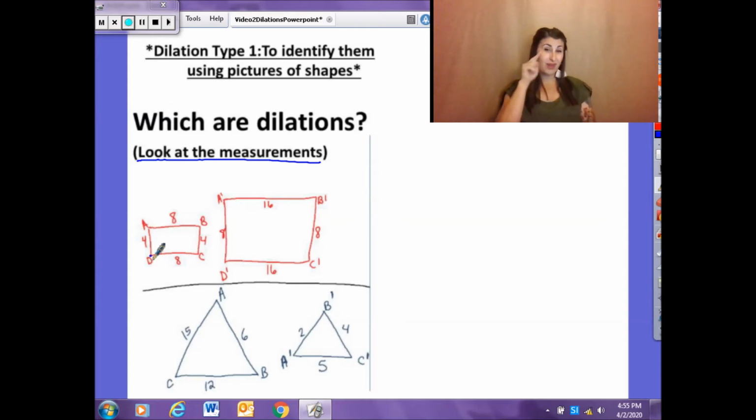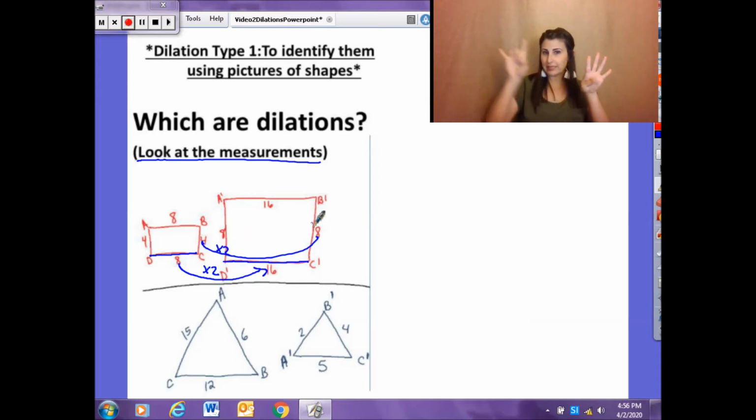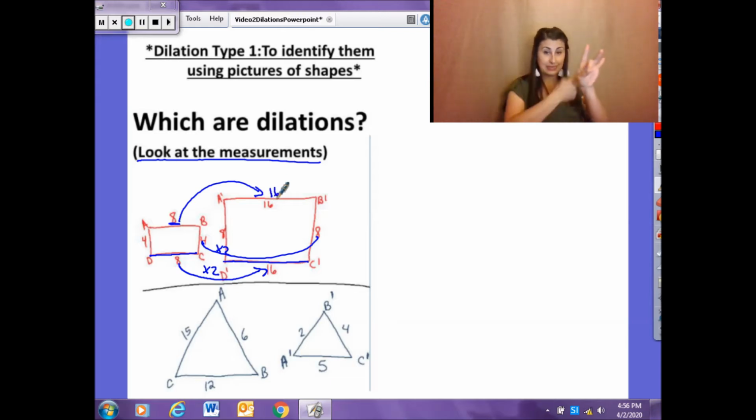So if I'm looking from D to C, here's D prime and C prime. How do we get from 8 to 16? Well, that's times 2. Okay, so let's make sure from here to here, oh, that is still times 2. From 4 to get to 8, that's times 2. So what about if I have 8 here, what will this one be? 16. Okay, so my scale factor here is 2. Let's see if I do 4 times 2, does that make 8? Yes.